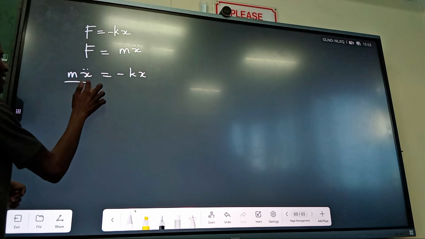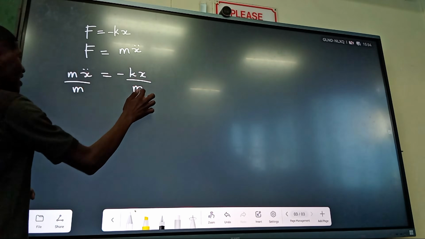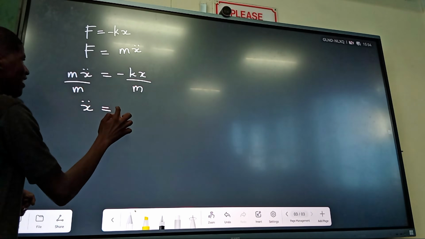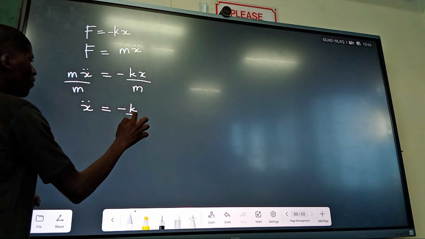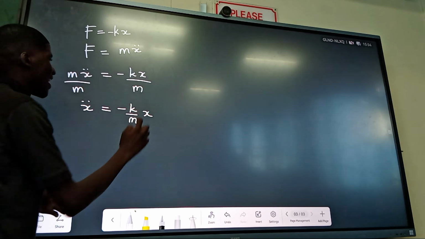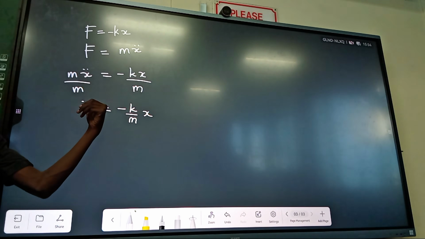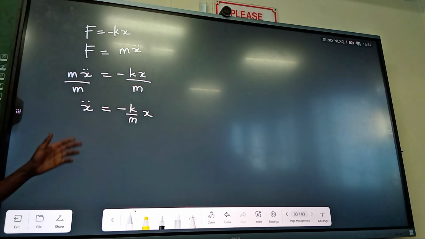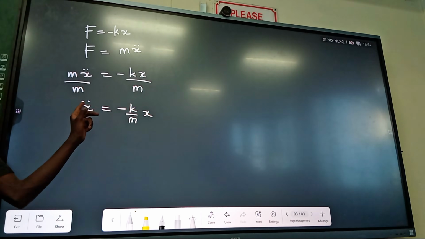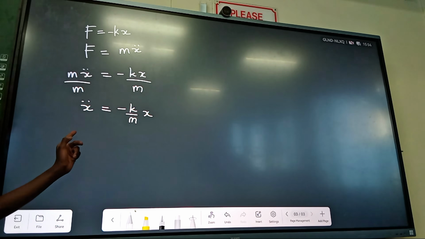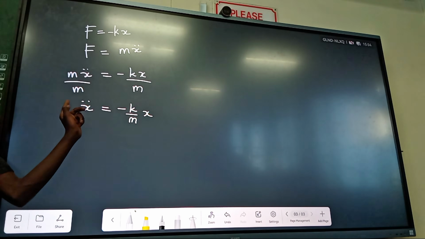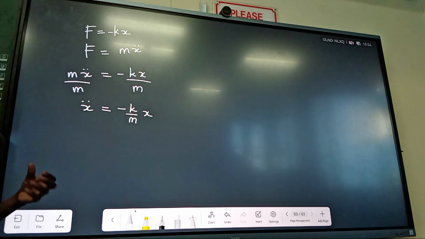All right, it's fine. Let's just divide by m on both sides. When you divide by m on both sides, you get negative k over m times x. So acceleration is equal to negative k over m times x. So now acceleration, I should say, is the second derivative of position. So what must be the position so that when we derive two times we're going to get this equation?